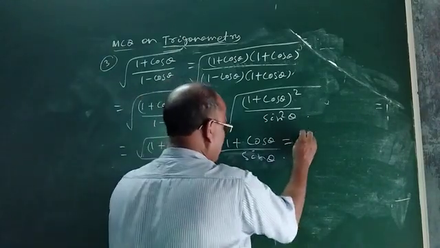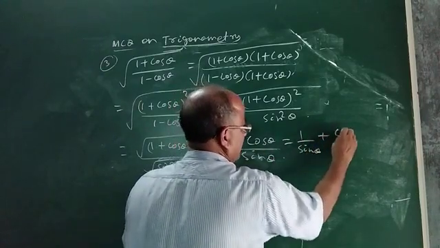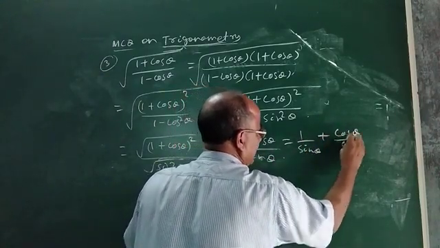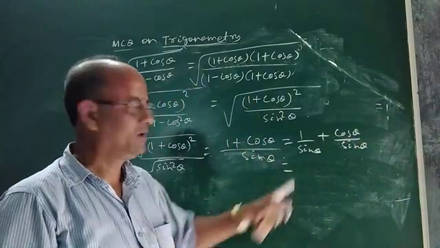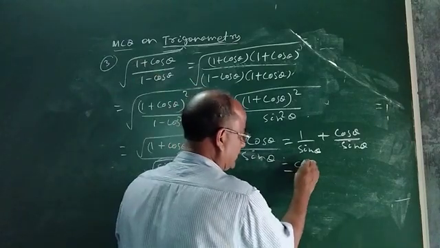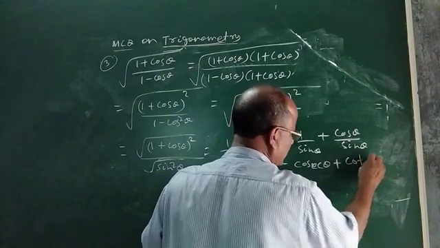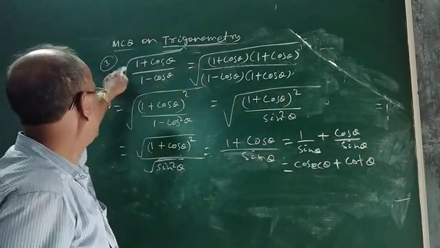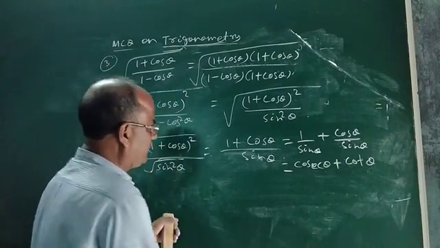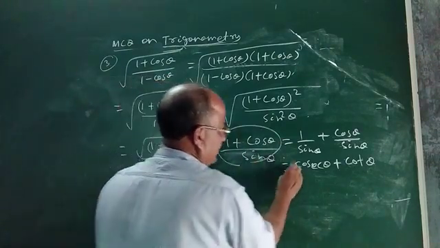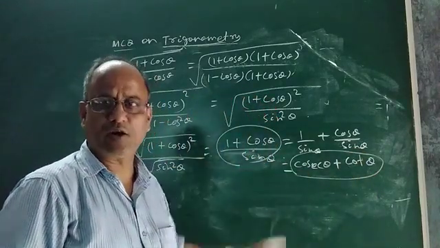So on further simplification, it will be 1 by sin theta plus cos theta by sin theta. 1 by sin theta, you know it is the reciprocal of which one? Your cosec. So this will be cosec theta, and cos by sin is cot theta. So square root of 1 plus cos theta by 1 minus cos theta will be either this or this. So whatever option will be there in the question, you will choose or click accordingly.